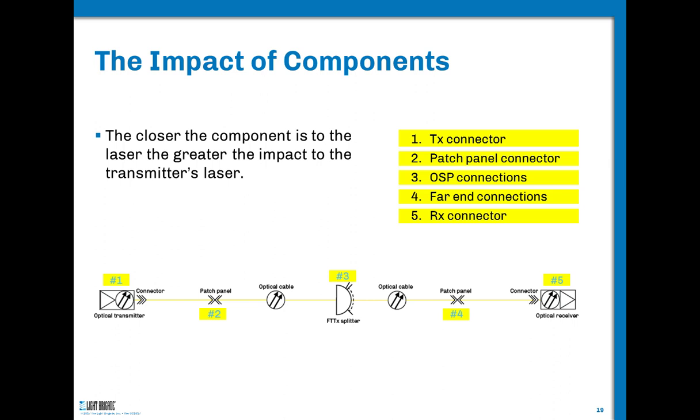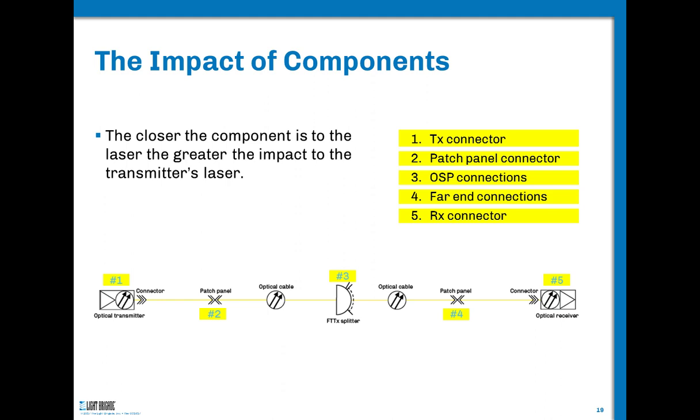So the closer the component that causes the reflection is to the laser itself, the greater the impact. If we look at item number one, that's our transmitter connector. Now remember, the manufacturer knows the laser. They know whether there's an isolator on it or not. So they're taking care to match up to their specifications. So it's always important that you're matching the connector type and the polish to that of the manufacturer with your patch cords going to your patch panel.